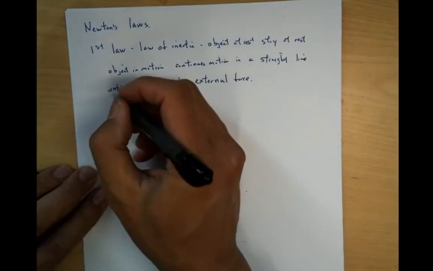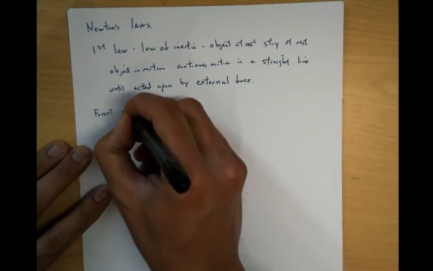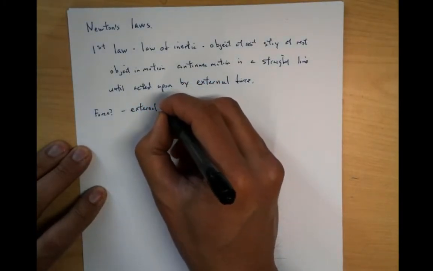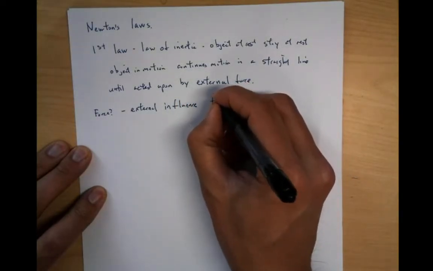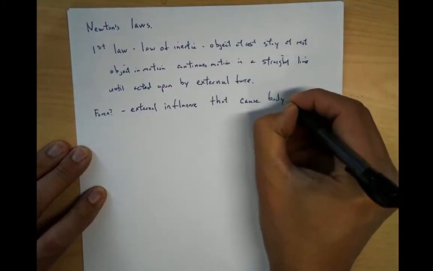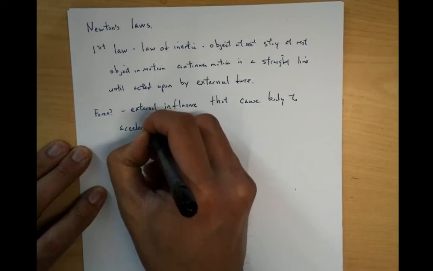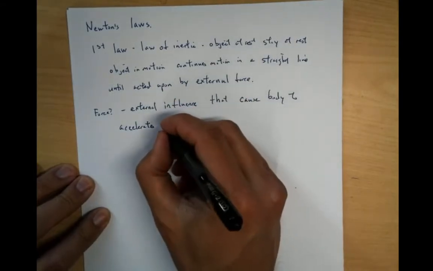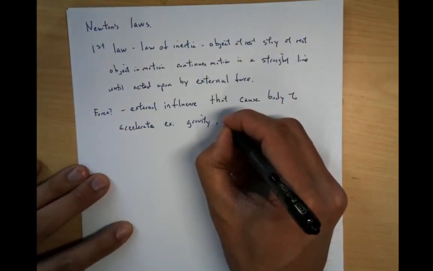So first thing, what's the force? This is an external influence that causes a body to accelerate. And that could be one of two things. It causes something to speed up, slow down, or change direction. Some examples of this: gravity, electromagnetism.